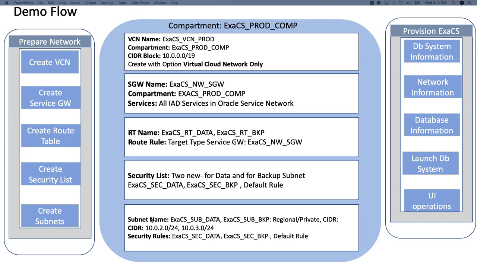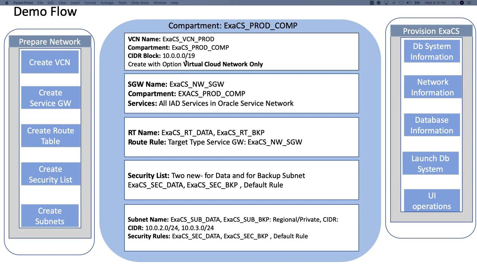Let's talk about the demo flow. First thing, we will prepare the network. As part of that, we will create a VCN, and that will include a CIDR block of our choice. In this example, I am going to use 10.0.0.0/19. Only thing you have to keep in mind is the subnets will also require contiguous CIDR block, and it should be subset of VCN CIDR.